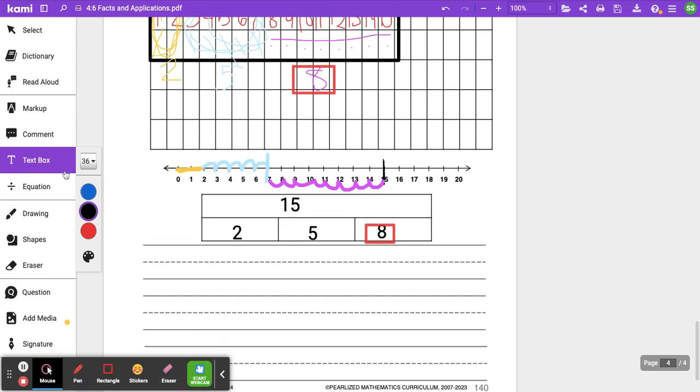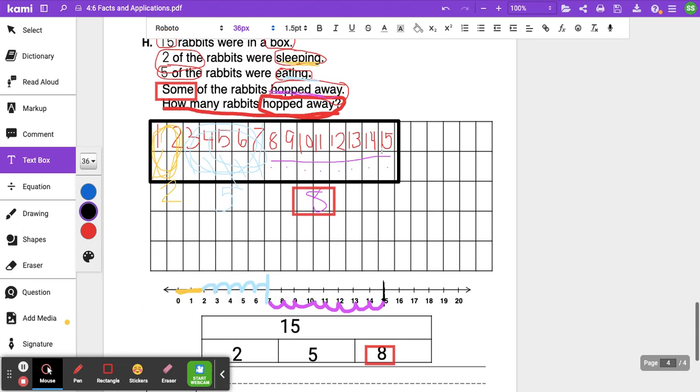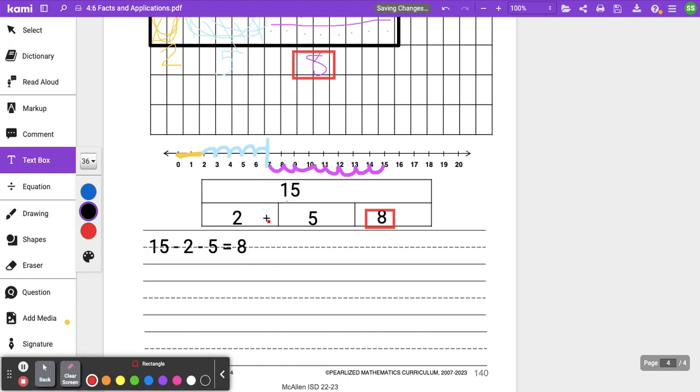How can I show that as an equation? What am I going to put first? We started with 15. We started with 15 rabbits in a box. And then, my subtraction phrase: of the 15, 2 were sleeping. Of the 15, 5 were eating. And that shows us the groups. What was left, they're the ones that hopped away. Oops, 8. 8 hopped away.